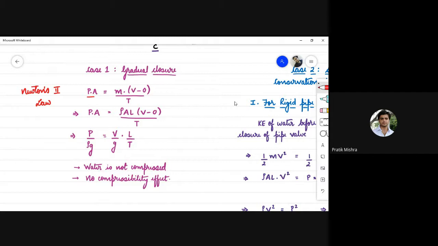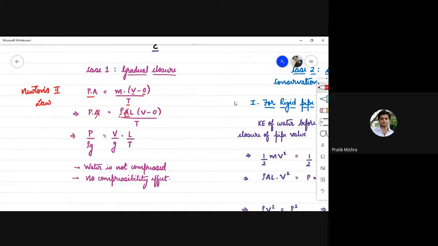So the pressure force is P into A, multiplied by the rate of change of momentum, that is m dot v, where v is the initial velocity and 0 is the final velocity after closure, because the fluid is brought to sudden rest, and t is the time of closure. After solving, the mass can be written as density multiplied by the volume. Density is rho, volume is area into length of the pipe. So rho A L into V. A and A are going to cancel out from either side.